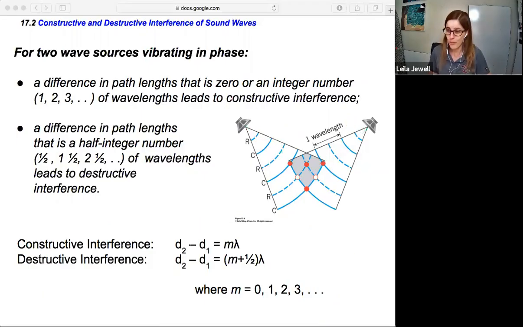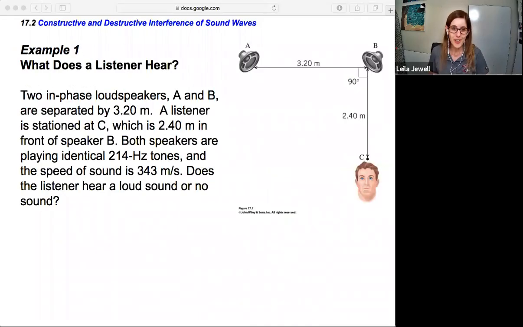All right, so armed with this, let's try out an example. So what does a listener hear? Two in-phase loudspeakers, A and B, are separated by 3.2 meters. A listener is stationed at C, which is 2.4 meters in front of speaker B. Both speakers are playing identical 214 hertz tones, and the speed of sound is 343 meters per second. Does the listener hear a loud sound or no sound?